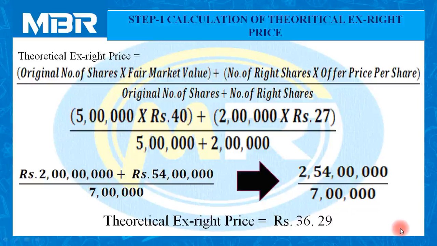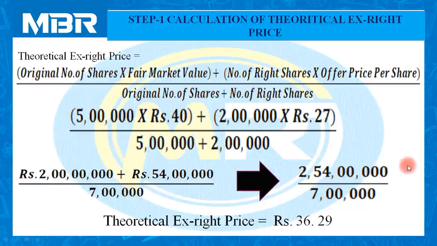because average fair market price is rupees 40. The company has issued 2 lakhs right shares at the rate of rupees 27. So the weighted average price of these equity shares is rupees 36.29. Technically, the name of this weighted average price is theoretical ex-rights price. It is all about the solution of our first step.